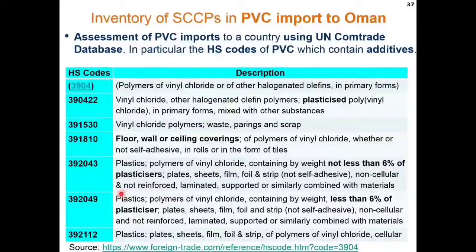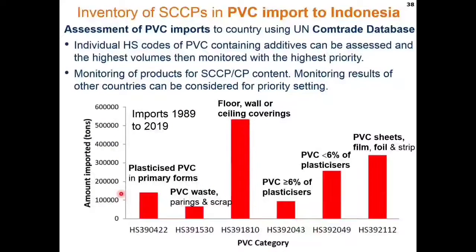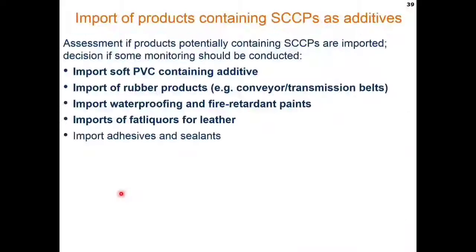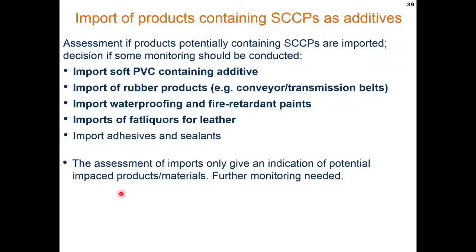This assessment we have done also for other countries, including Kuwait. This example is for Indonesia, where you see these are PVC which are imported to a country, with the CAS number. And this data you can get from the Comtrade database or from your customs. This means checking import of soft PVC, import of specific rubber products like conveyor and transmission belts, or import of waterproof and fire retardant paint.